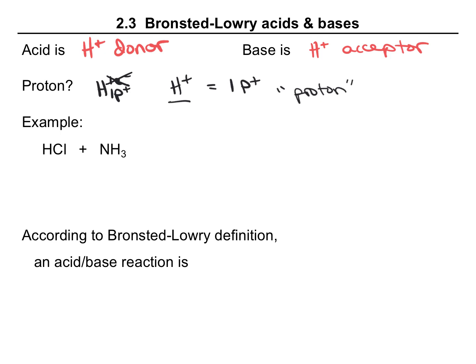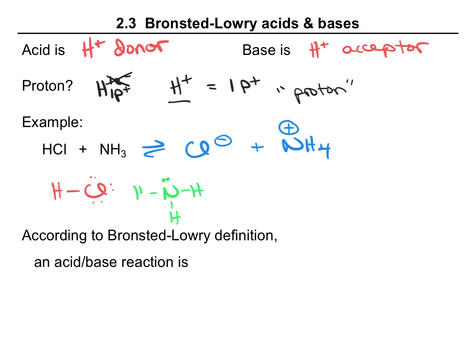Now here we have an example of an acid-base reaction where we have HCl reacting with NH3, ammonia, and these will react to give chloride plus ammonium ion. Well, let's look at this in more detail. If we have HCl and we have ammonia, these can react together. Ammonia can act as a base and it can grab a proton, allowing these electrons to fall back onto the chlorine.